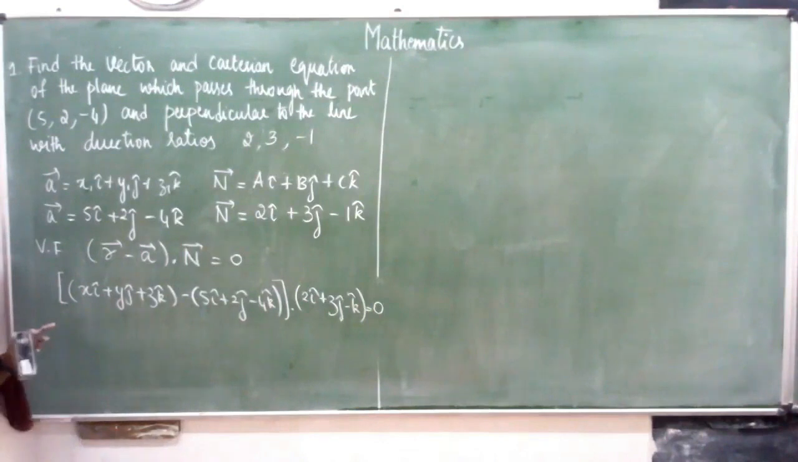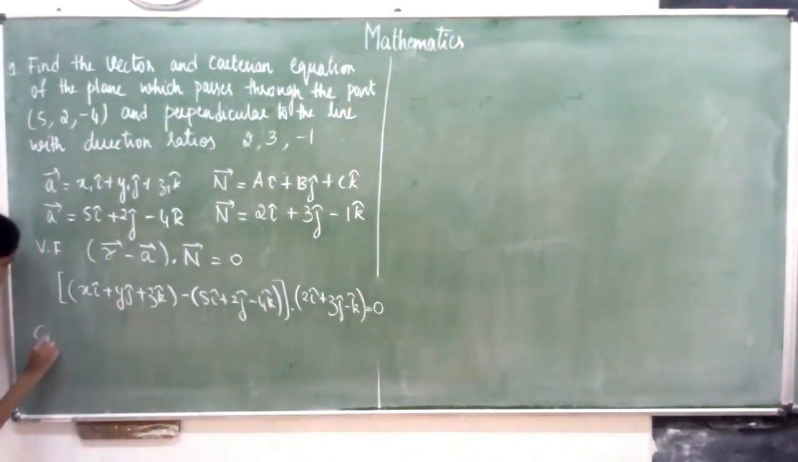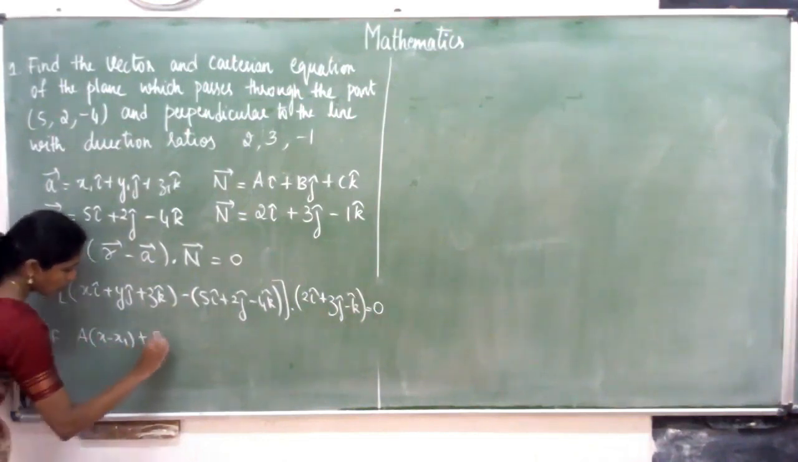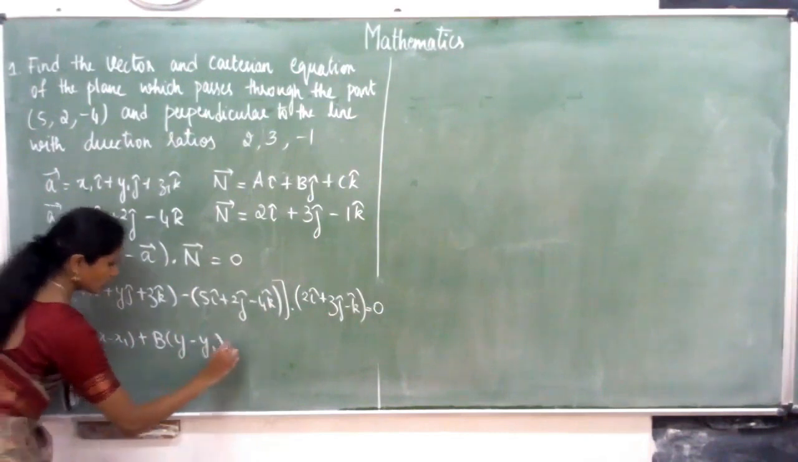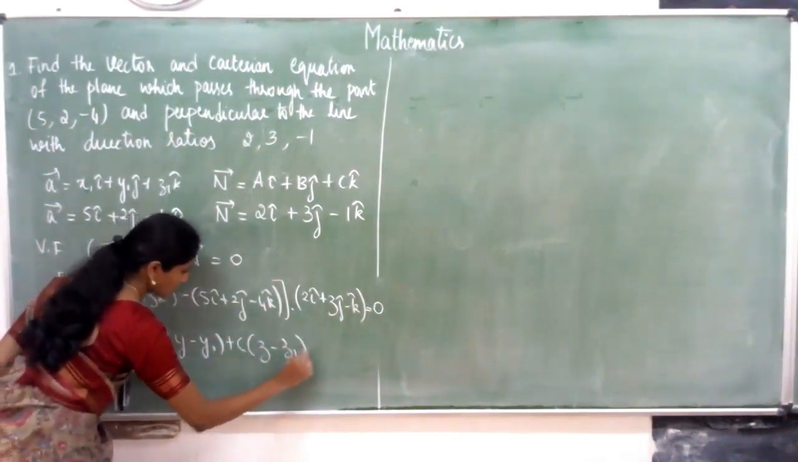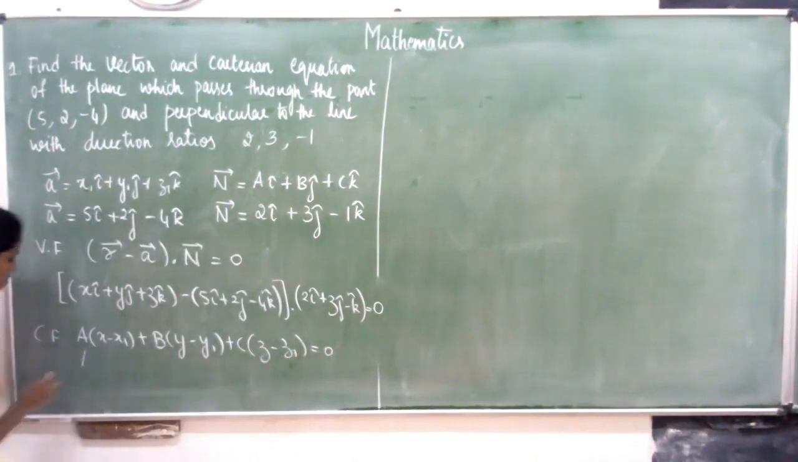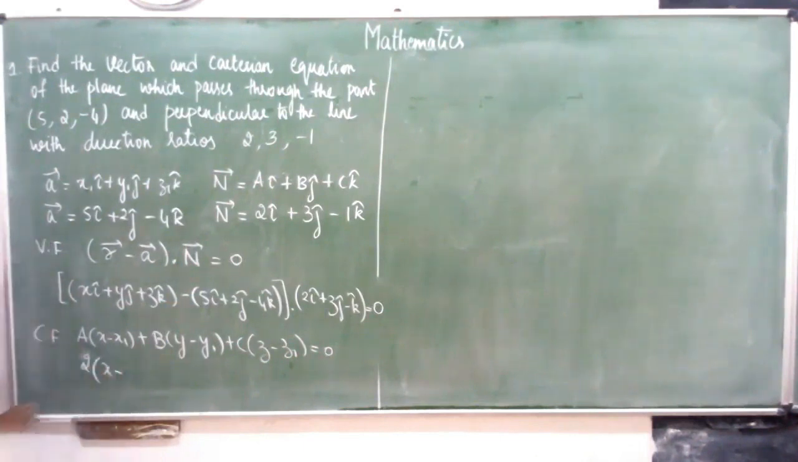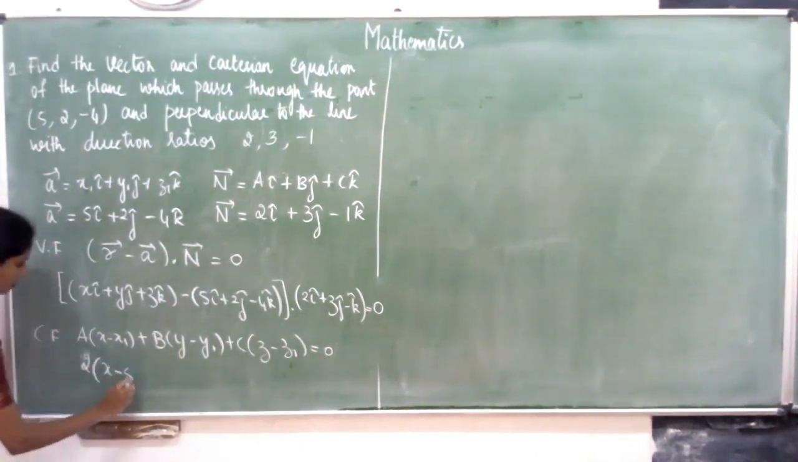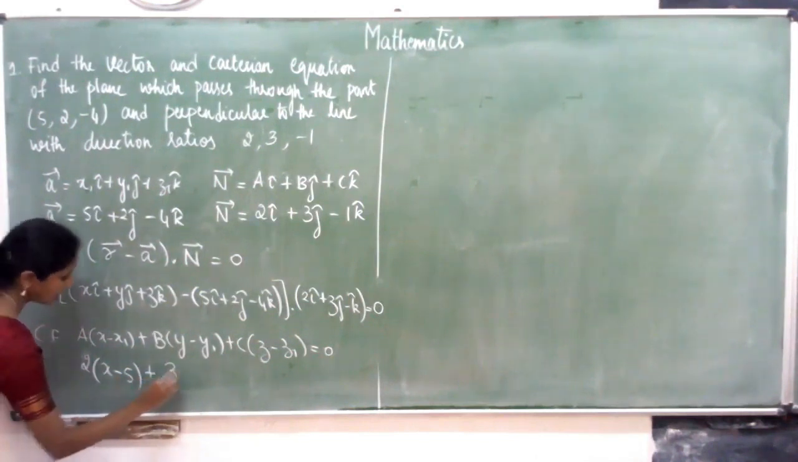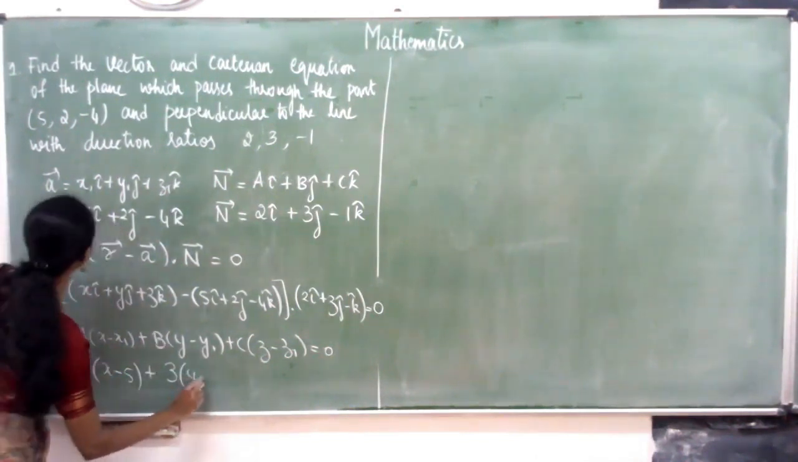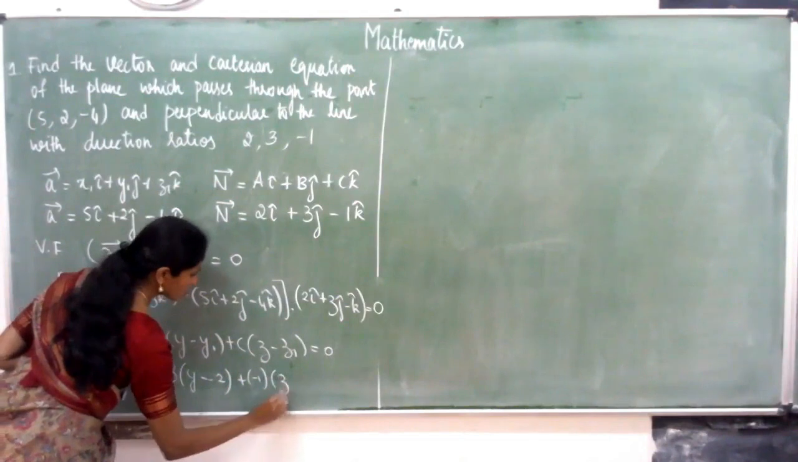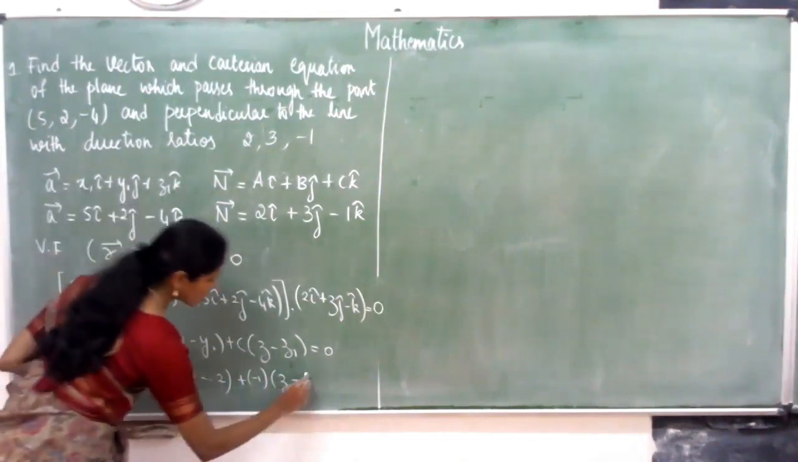Let us derive the Cartesian form. In order to derive the Cartesian form, you can do it directly. The Cartesian form is given by A into x minus x1 plus B into y minus y1 plus C into z minus z1 is equal to 0. What is the value of A here? Compare: the value of A is 2 into x minus x1. What is your x1 value? 5. Plus B, it is 3, y minus y1, so y minus 2, then plus C is minus 1 into z minus z1 value, which is minus 4.